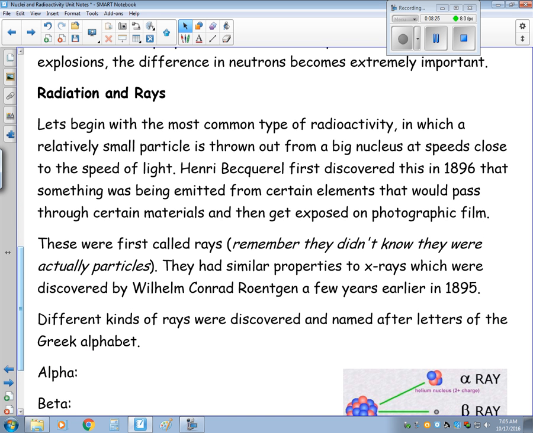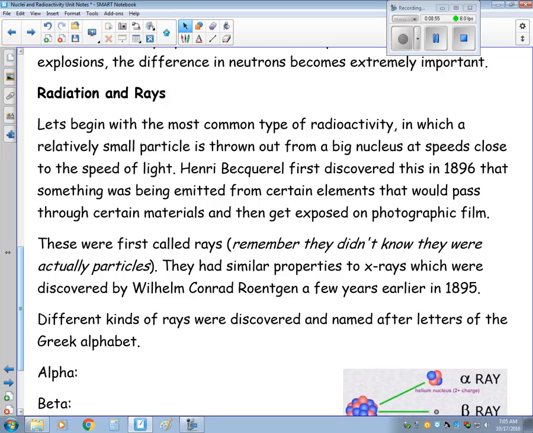So let's get started with radiation and rays. The most common type of radioactivity happens when a small particle is thrown out from a big nucleus at speeds close to the speed of light. Henri Becquerel first discovered this in 1896. Something was being emitted from certain elements that would pass through certain materials and then expose film.